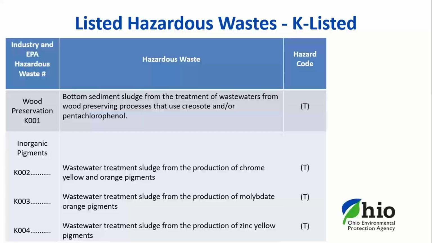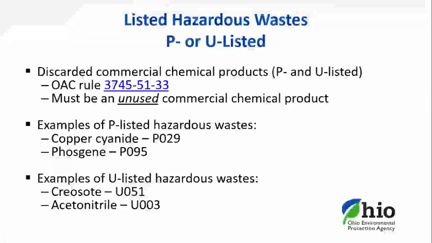So here's a table showing some of the K-listed wastes, and you can see by this middle column where the description is that these are both very source and industry specific. For example, K002 is just for wastewater treatment sludge from the production of chrome yellow and orange pigments. And all of the ones on this slide are T for toxic waste.